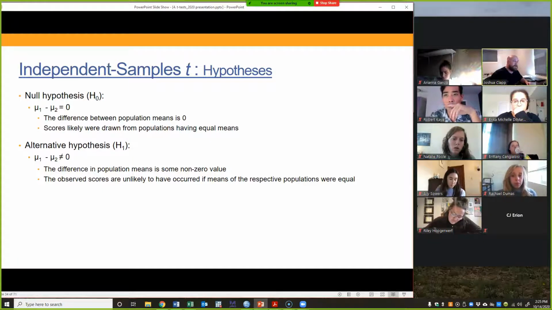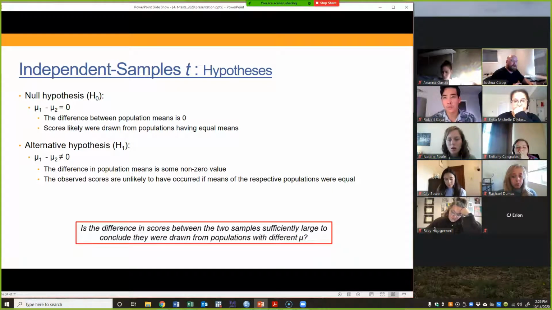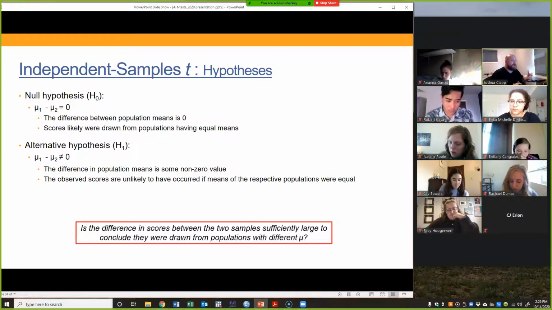Okay. People feeling comfortable? It's a lot of repeat, the same type of logic, just with little variations, but I just want to make sure we're all comfortable with this. Good. Okay. And again, the big question here with our independent sample t is: is the observed difference in scores between these two samples sufficiently large to start to conclude that they were drawn from populations with unequal parameters?